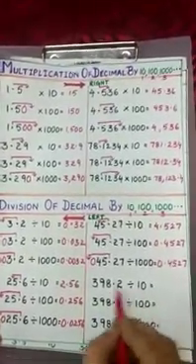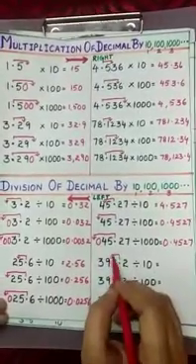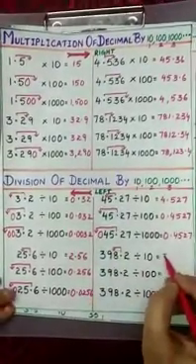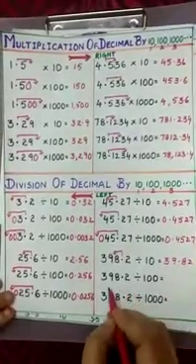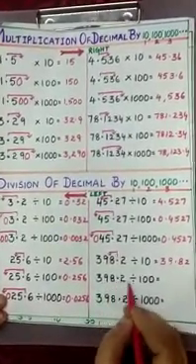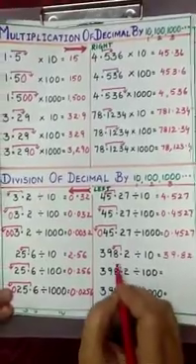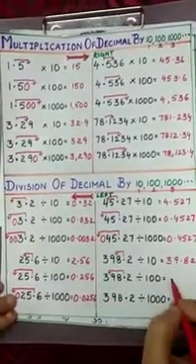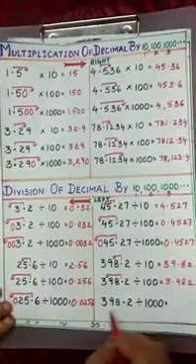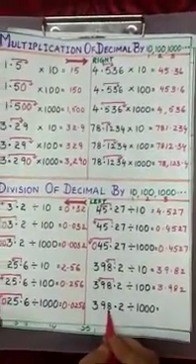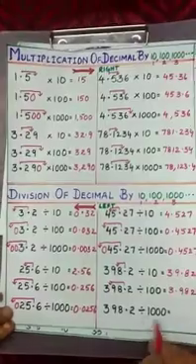Now here see, 398.2 divided by 10. Shift the decimal before one place, then we get quotient 39.82. Next one, 398.2 divided by 100. Shift the decimal before two places. Then the quotient is 3.982. And the last one, 398.2 divided by 1000.